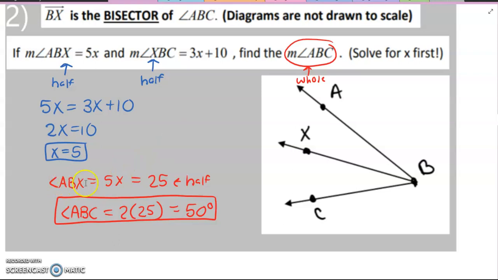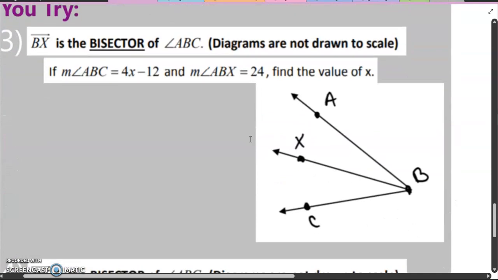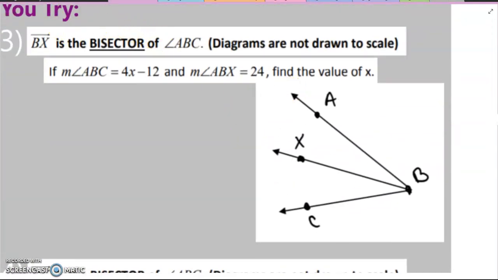So I went ahead and chose ABX as that number. So ABX ends up being 25 degrees. That's half of the angle. So as we know, if we want to find the whole, we're going to take 2 times that half, and that's going to give me the 50 degrees. So the measure of ABC should be 50 degrees. Let's try another. Here is number 3. Again, pause this video, try this out, and let's see what you come up with as a final answer.